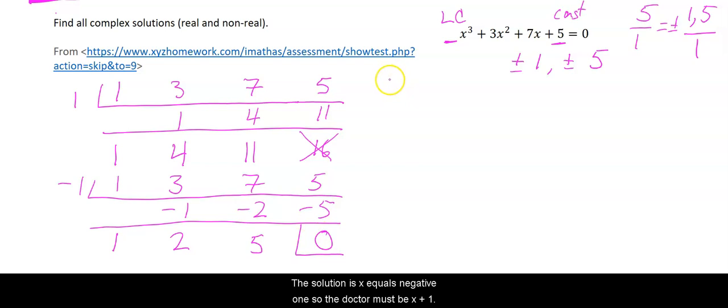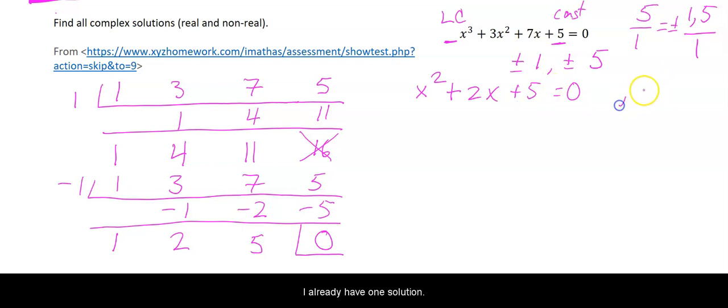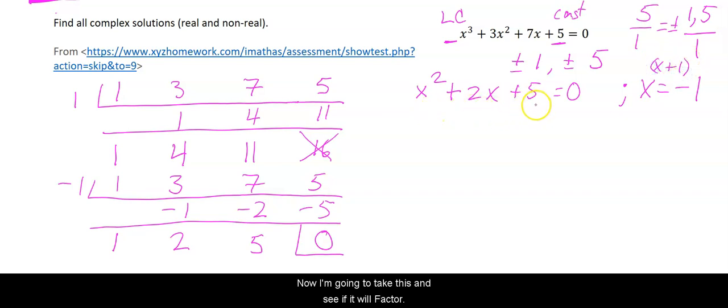The solution is x equals negative 1, so the factor must be x plus 1. Now I have something that's quadratic. The quotient left over is x squared plus 2x plus 5 equals 0. I already have one solution over here of x equals negative 1, which is accompanying the factor x plus 1. Now I'm going to take this and see if it will factor. You can take a few minutes and try it, but I promise you it will not go.